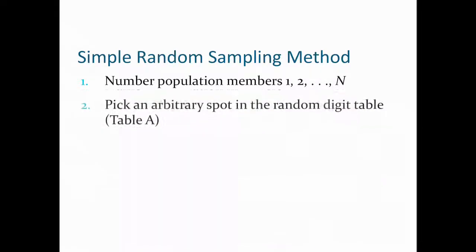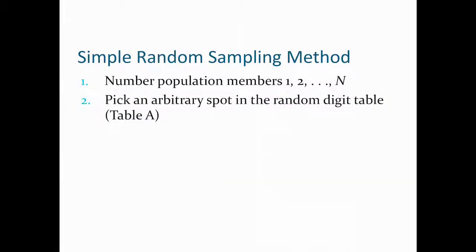So here we have the random sampling method. We have a number of population members, 1, 2, to the nth. We want to pick an arbitrary spot on the random digit table. So here in our book, if you go to Table A, which is found on page 539, or Appendix A, it's a table of 2,000 random digits, and this is one way that we can randomly pick people or pick school districts, depending on how you want to label it. This is how we can randomly assign it without having any kind of bias in there.